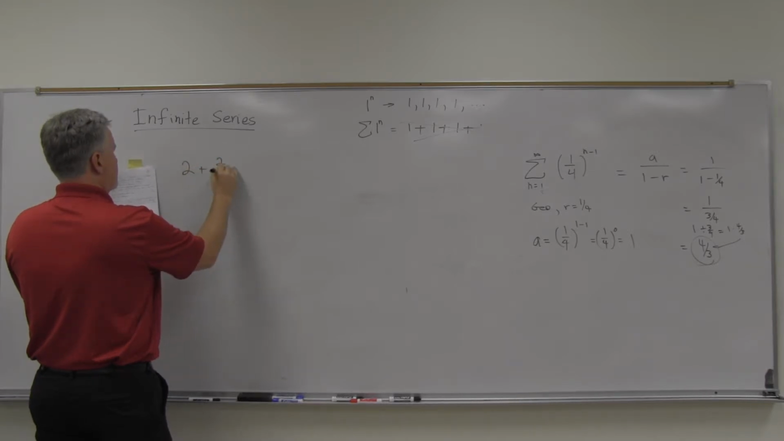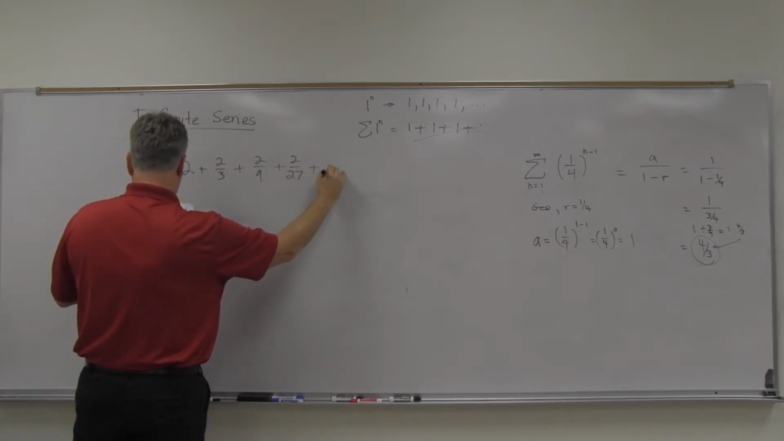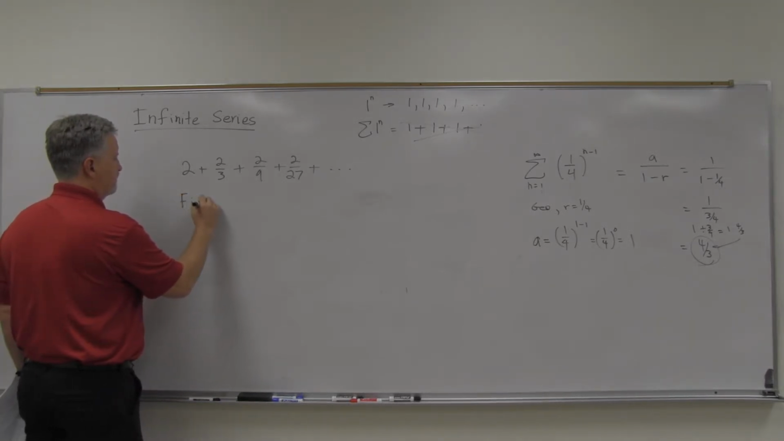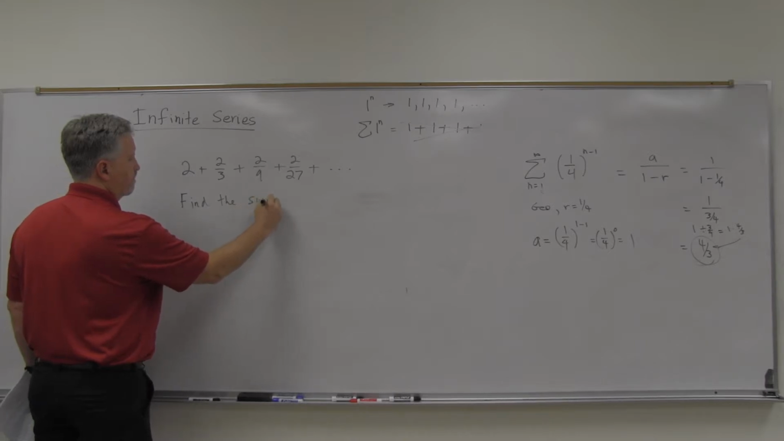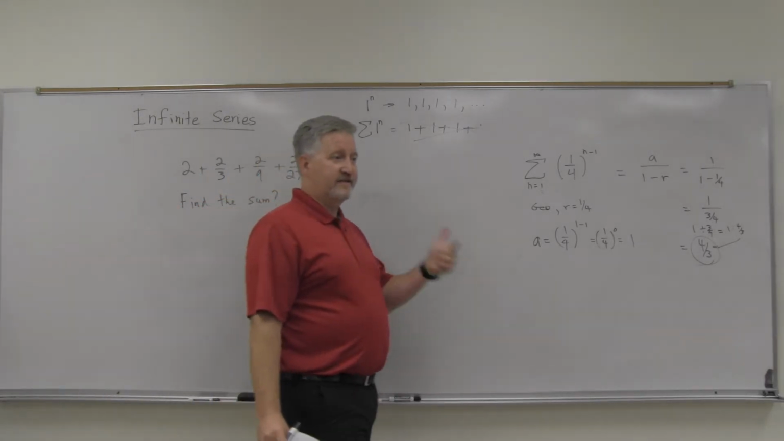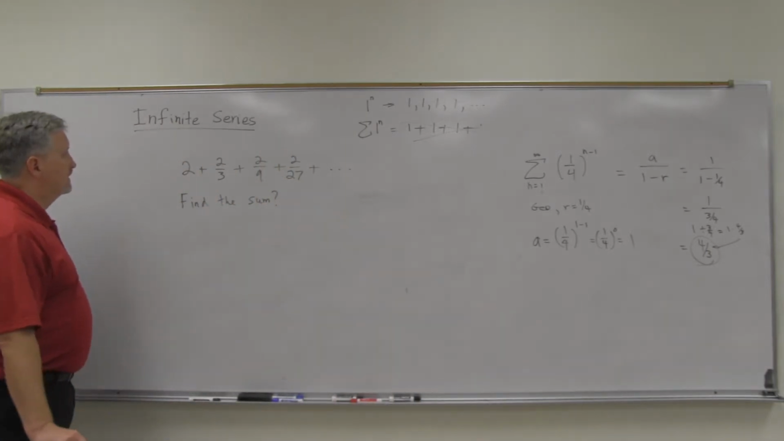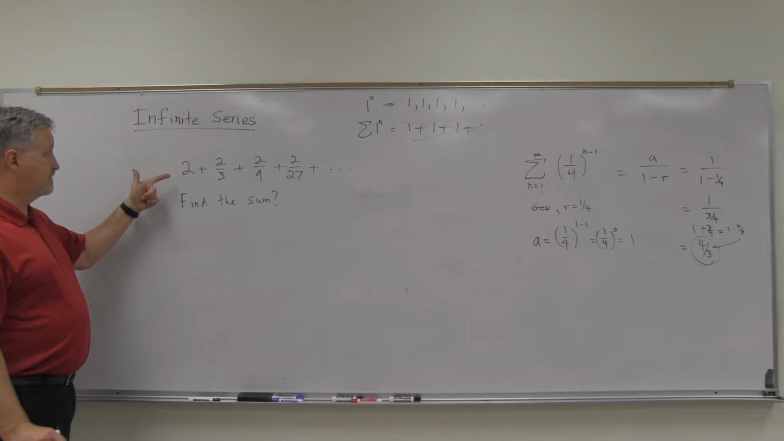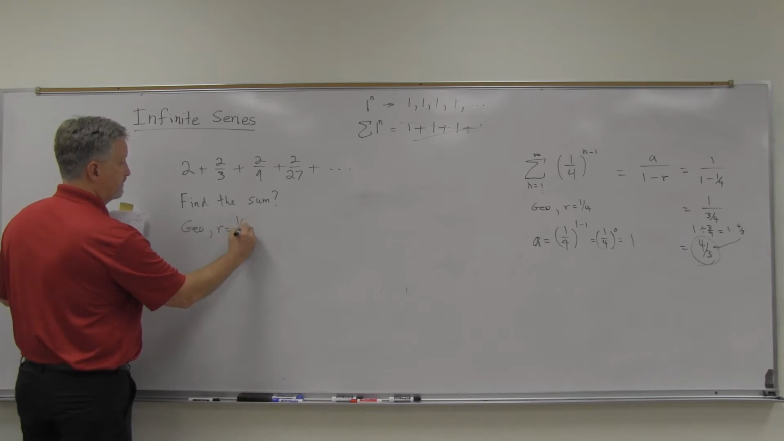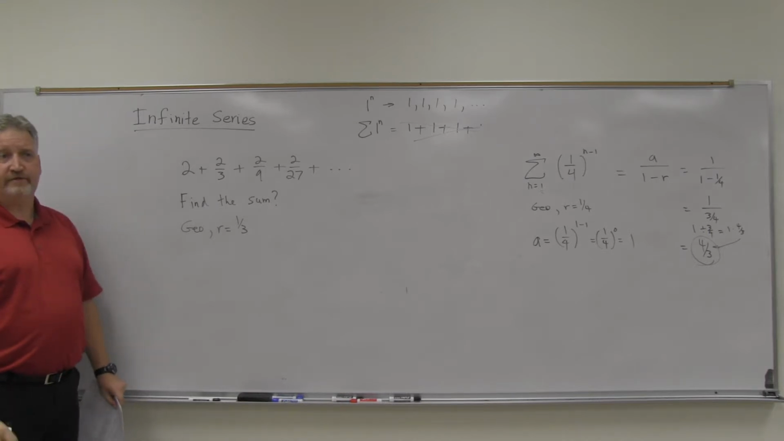2 plus 2/3 plus 2/9 plus 2/27. Okay, can we find the sum here? Well, again, it hinges on the fact that it's got to be geometric and R has to be between -1 and +1. Is that what we've got here? I think so, isn't it? It's geometric because R is what? 1/3? Yeah, 1/3 times that gives me that, 1/3 times that gives me that. So that's geometric. R is a third.